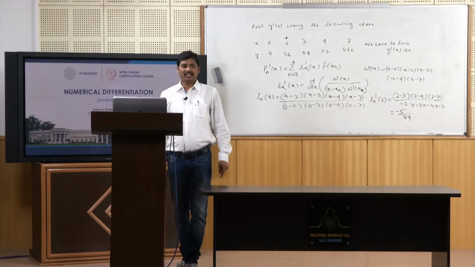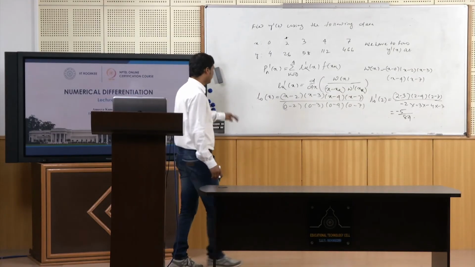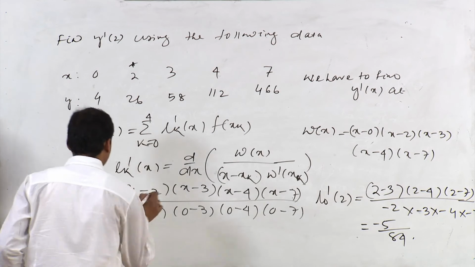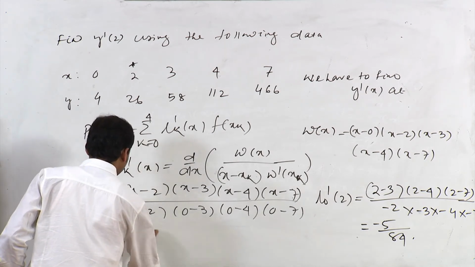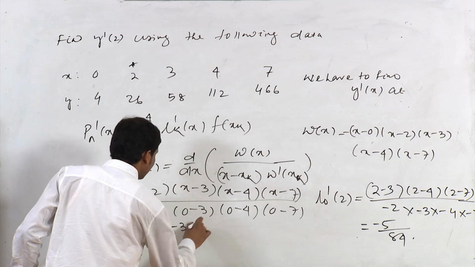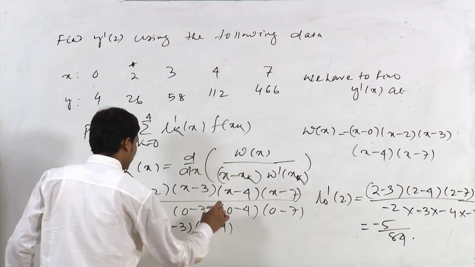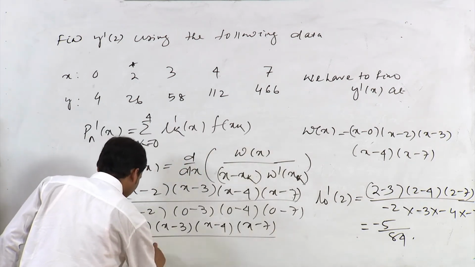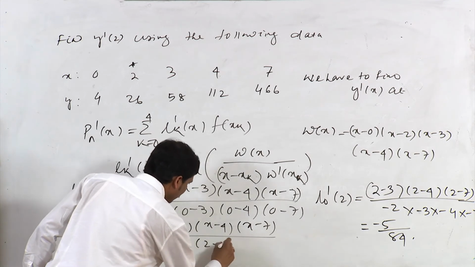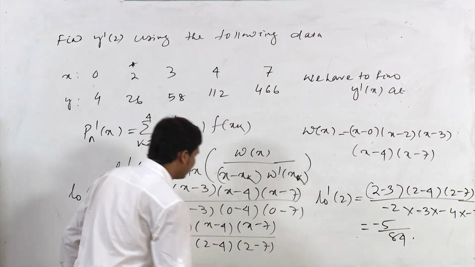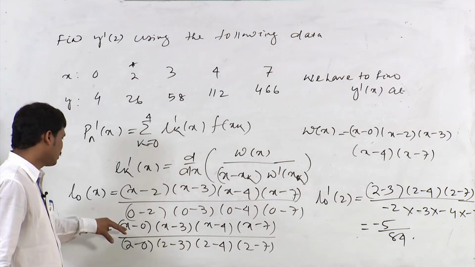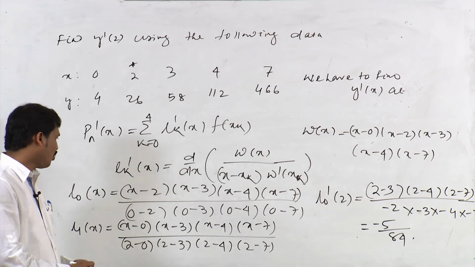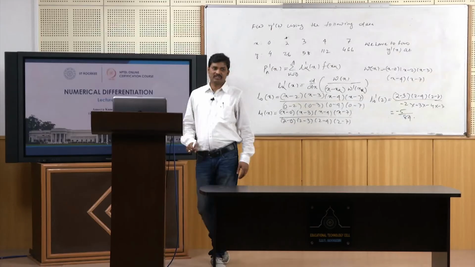Similarly, if you calculate L1 dash of 2, the next immediate calculation is L1 of x. L1 of x can be written in the form of x minus 0, x minus 3, x minus 4, x minus 7, divided by 2 minus 0, 2 minus 3, 2 minus 4, 2 minus 7. If you take the derivative with respect to x and put the functional value 2 there, all these terms will exist.